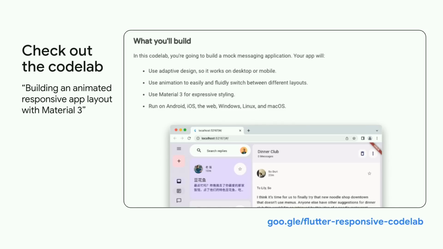We left out a lot of details in that example, but there's a great code lab called Building an Animated Responsive App Layout with Material 3 if you want a more in-depth and step-by-step guide to building an adaptive nav rail and bottom nav combo. It even shows you how to animate between the two.